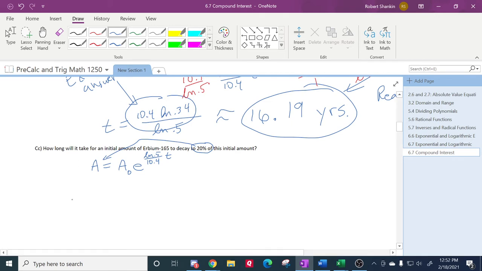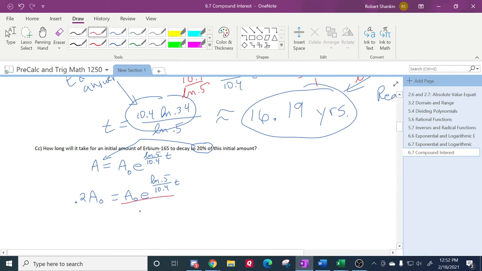Common student mistake, though, is to just put 0.2. This would say that even if we started with 1,000,000 grams, how many down to 0.2 grams? No, it's 20% of the original. Of means times of the original amount. It's got to go like this. Okay, and then we solve this.